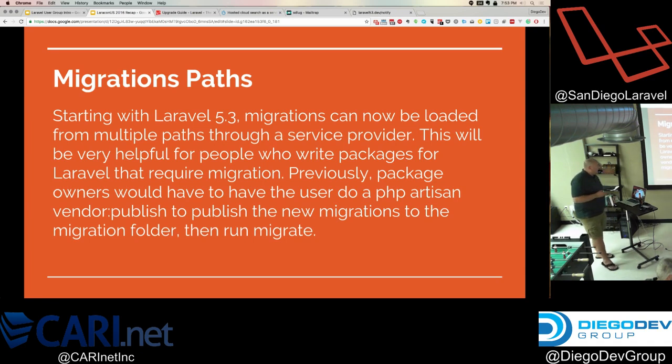Migration paths. Again, a fairly minor change, but starting in 5.3, migrations can now be loaded from multiple paths through a service provider. The reason this is important is if you've ever developed a package for Laravel with a migration, previously you had to ask the user to do a vendor publish to allow your migrations to be published to the migrations folder, then run migrations. Now, whenever they run php artisan migrate, it will get picked up, because the service provider tells it where its migrations are. They still have to run the migration, so you have to tell them to run it. So this is really handy to have.